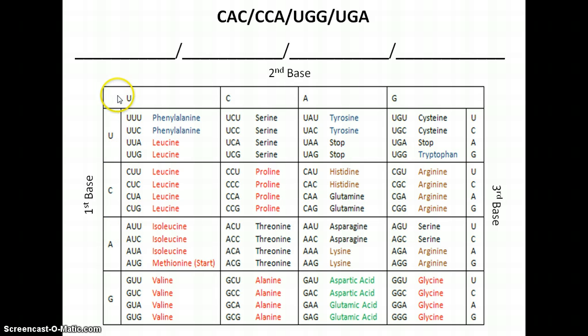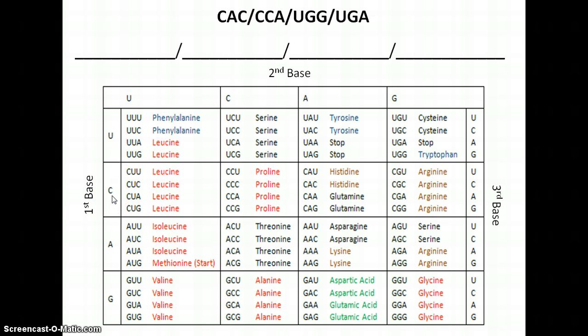Your second base will be on the top here, and the third base will be down the right-hand side. So we are going to try to decode the CAC codon. We look at the first base, which is a C. Okay, so we are in this row right here. We know that we have to be somewhere in this row because our first base is a C.